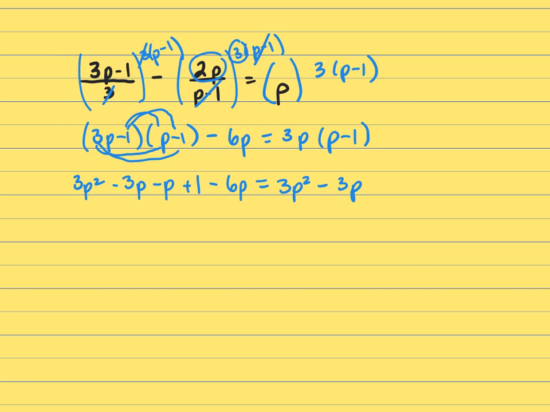Now these 3p squareds cancel out. That's nice. And I'm left with a negative 4p plus 1. Ooh, sorry, let's erase that.